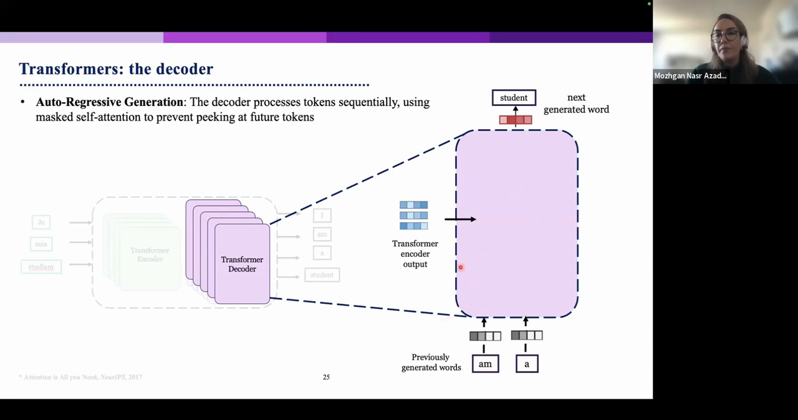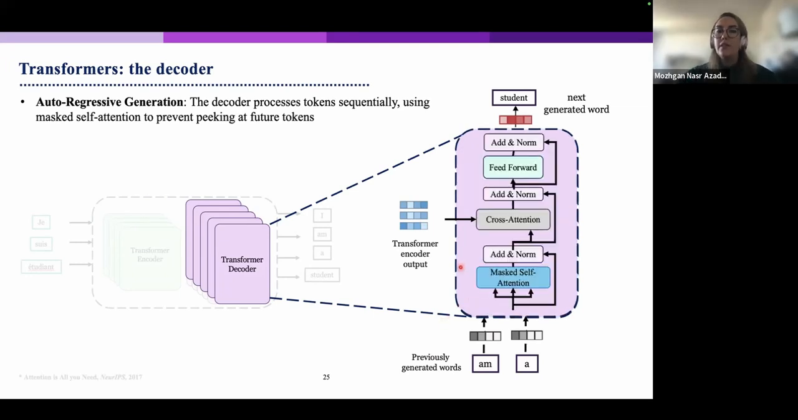So let's take a look inside the decoder. Here you can see 3 main submodules called masked self-attention, cross-attention, and feed-forward. Again, let's talk about feed-forward first.